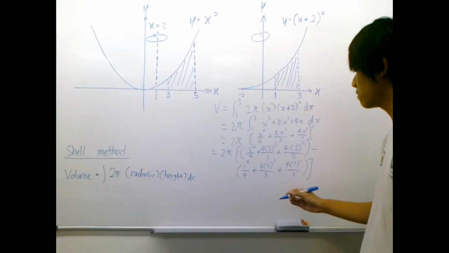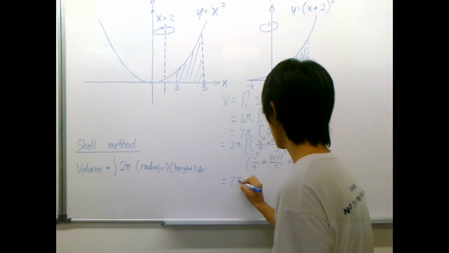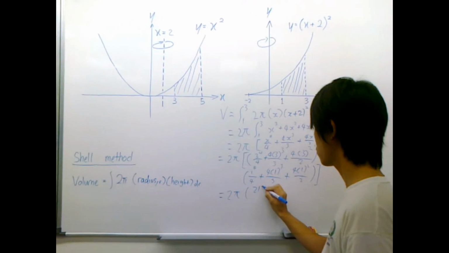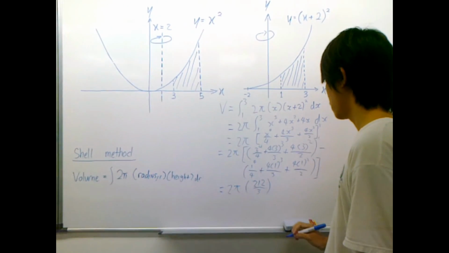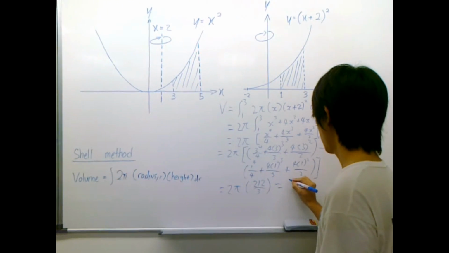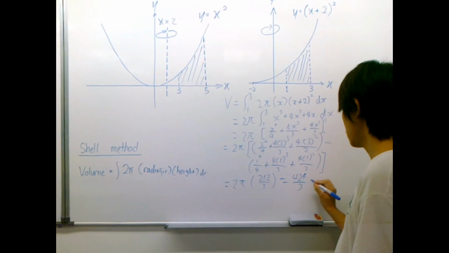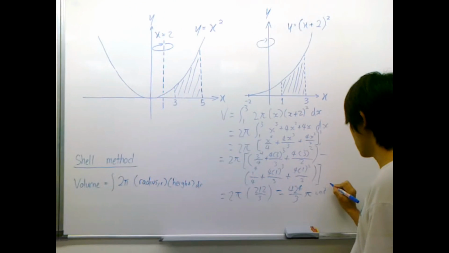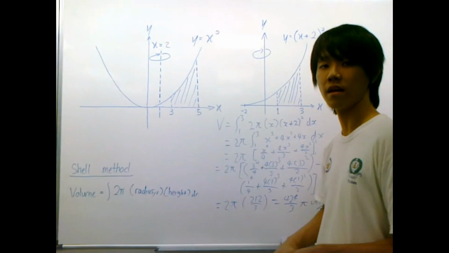Now, if you work this out, you'll get 2 pi times 212 over 3. And the volume of revolution would be 424 over 3 pi units cubed. And that's our video.